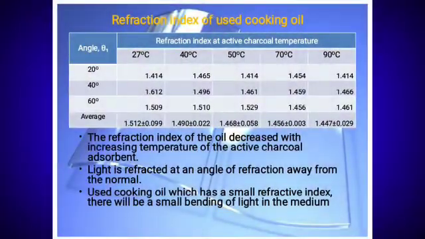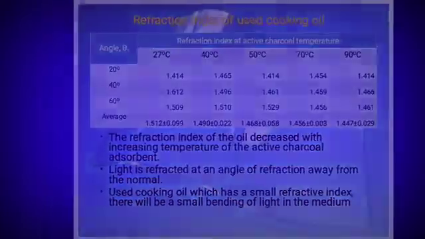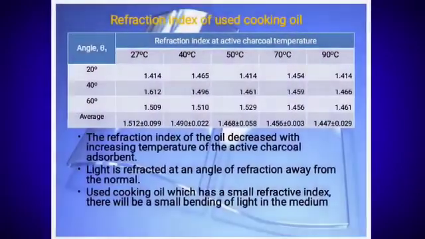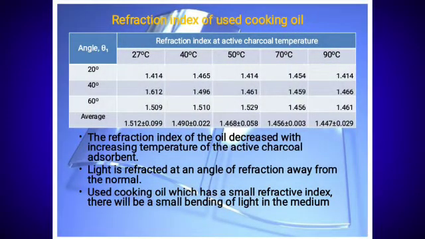The refraction index of the oil decreased with increased temperature of the active charcoal adsorbent. Light is refracted at an angle of refraction away from the normal. Used cooking oil which has a small refractive index will cause a small bending of light in the medium.